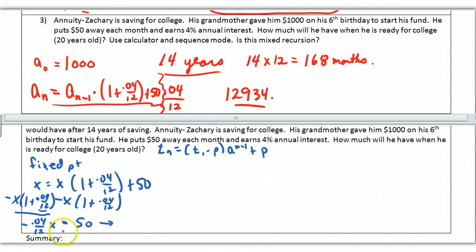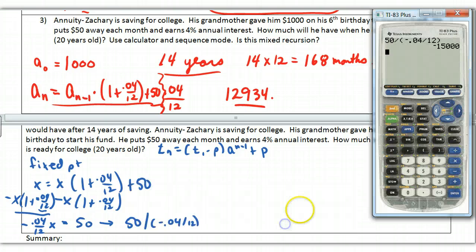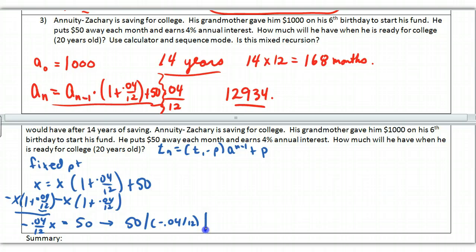So what I do with this one is to solve for x, I just divide both sides by this. So this would be 50. You could have changed this to a decimal by now if you wanted to. 50 divided by negative 0.04 divided by 12. So if you put that into your calculator, what you end up with is negative 15,000. That's a big p-value that we're looking at. So p is equal to negative 15,000.